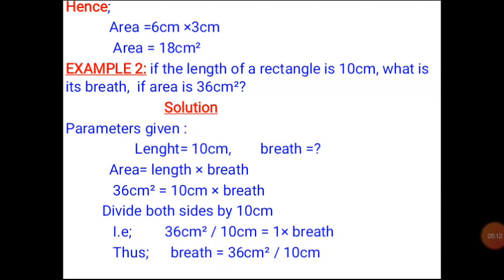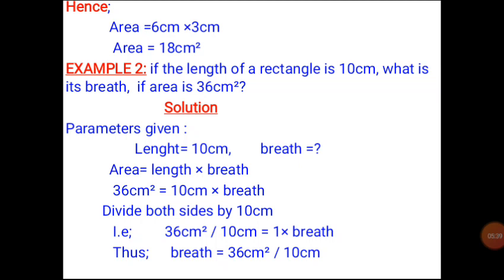Solution: the parameters given are length 10 centimeter, and we are looking for the breadth. From the formula, area equals length times breadth. What's the area? 36 centimeter squared equals the length, 10 centimeter, times the breadth. When you divide both sides by 10 centimeter, you have 36 centimeter squared divided by 10 centimeter equals 1 times breadth, and 1 times breadth is breadth.